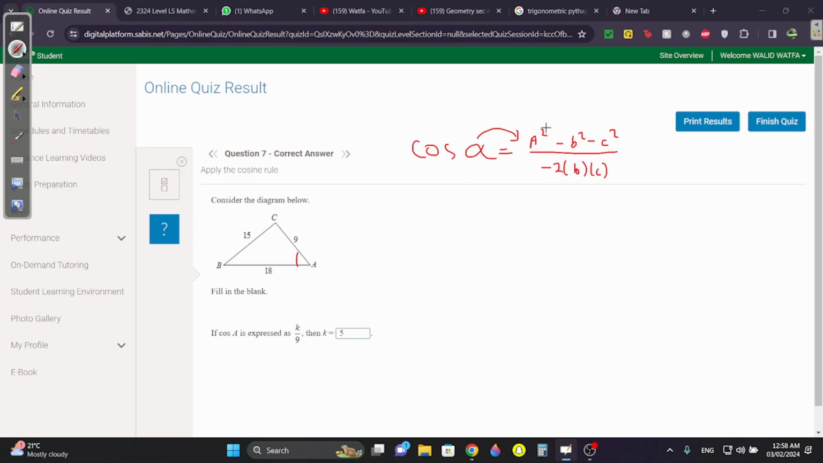In this case, it's going to be A squared, which is the side opposite to angle A, which is 15. So 15 squared minus the other two sides squared, 18 squared minus 9 squared, over minus 2 times 18 times 9. And you'll get 5 over 9 as cosine A. They want K, which is just 5. Question 8.